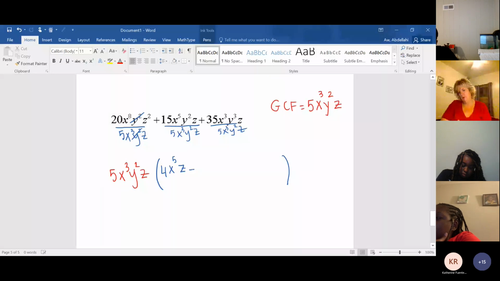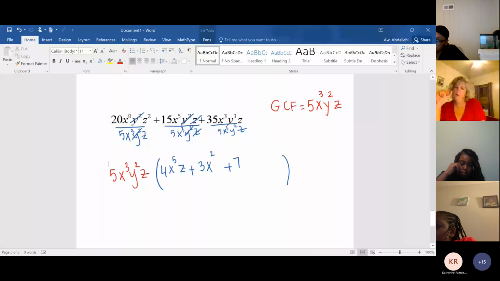Plus 15 divided by 5 is how much? 3. X to the second. So the y squared, what happened to them? They cancel, they're gone. How about the z's now? Gone. They cancel too, so you have only 3x squared in the middle. Plus what? 35 divided by 5 is 7. What happened to the x cubed? They cross out. Y cubed divided by y squared is y to what power? 1. And the z's? Gone. That's my answer right there.